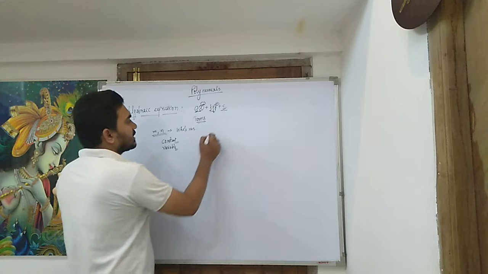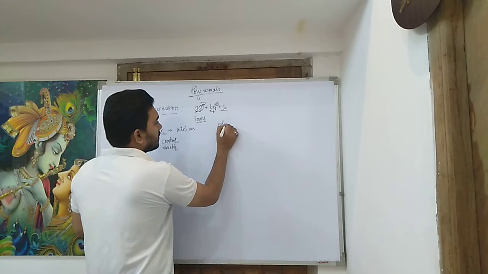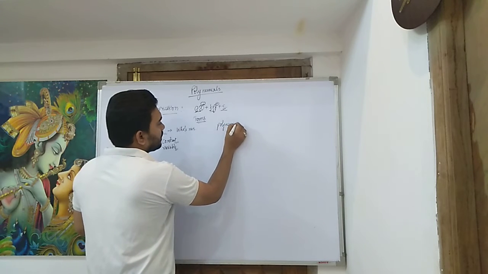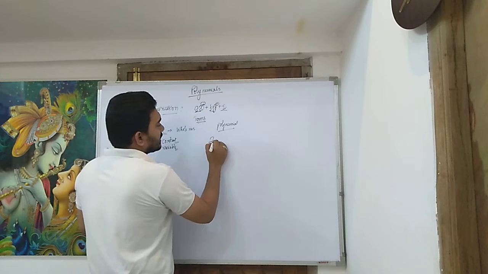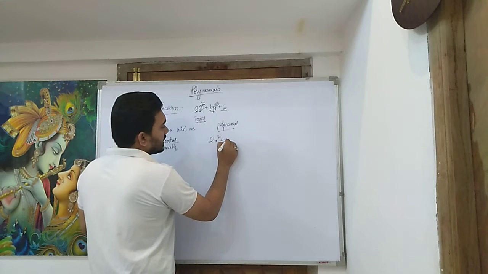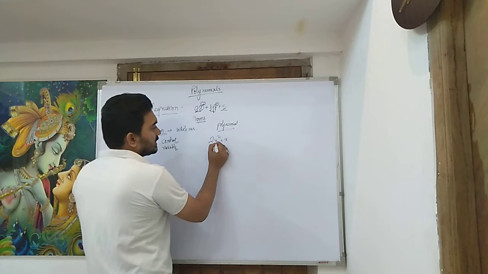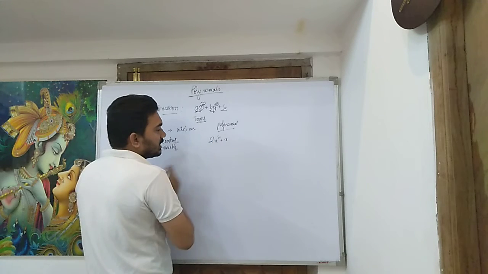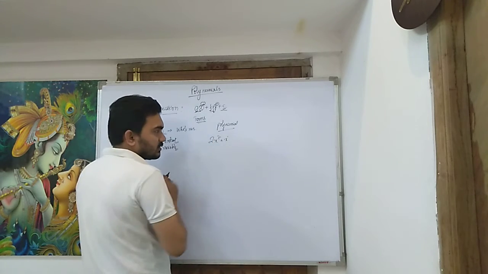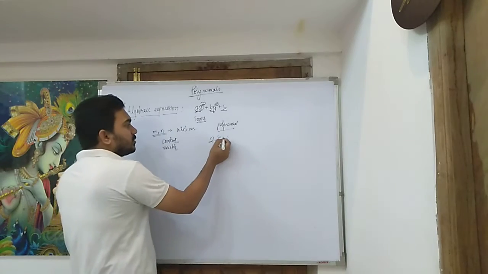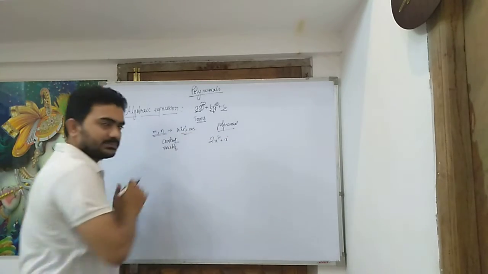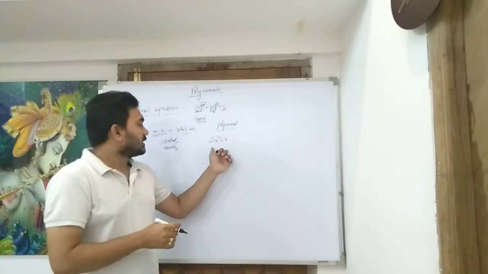Now let us take an example of a polynomial, like 2x square plus x. This can be termed a polynomial because in this case the exponent is 2, and here the exponent is 1, though it's not written there. Both 1 and 2 are whole numbers, so we can term it a polynomial.